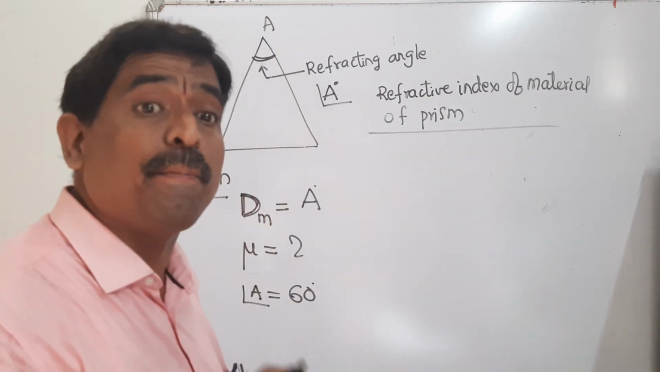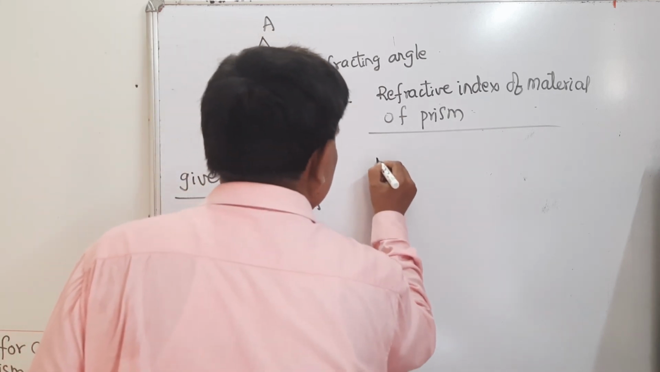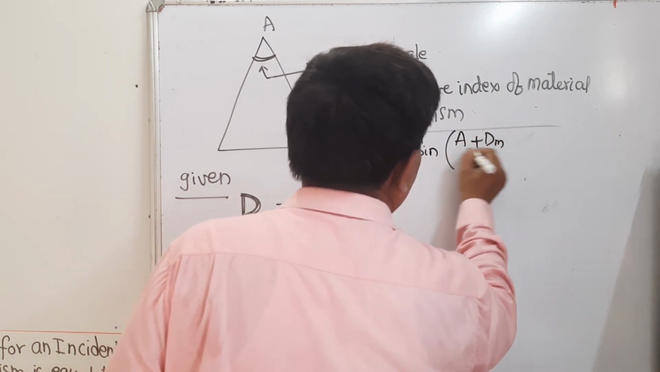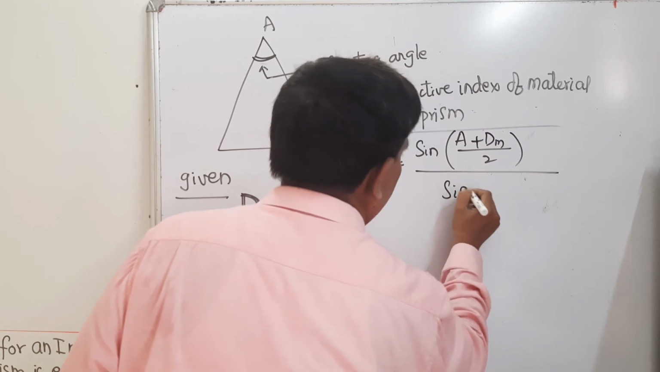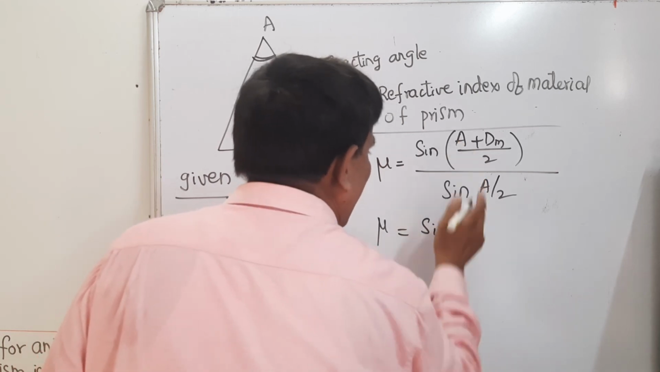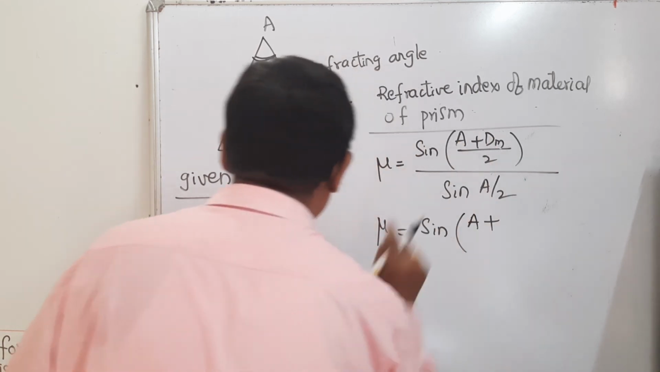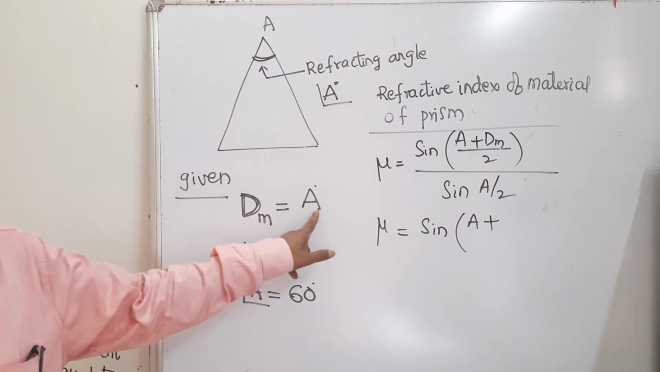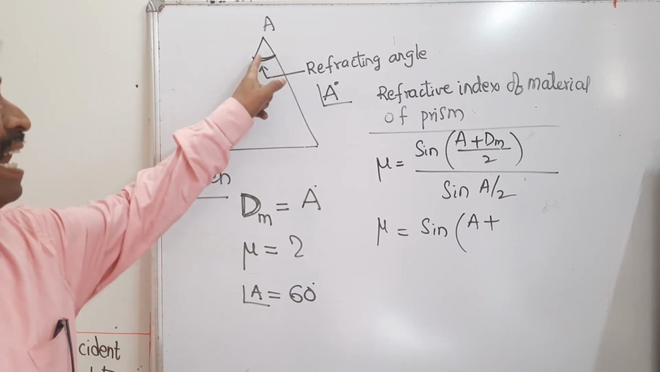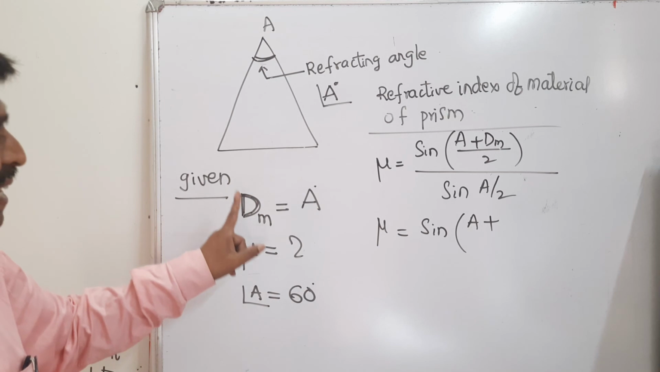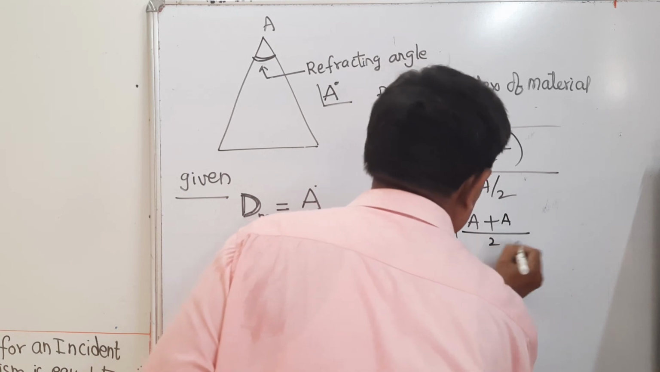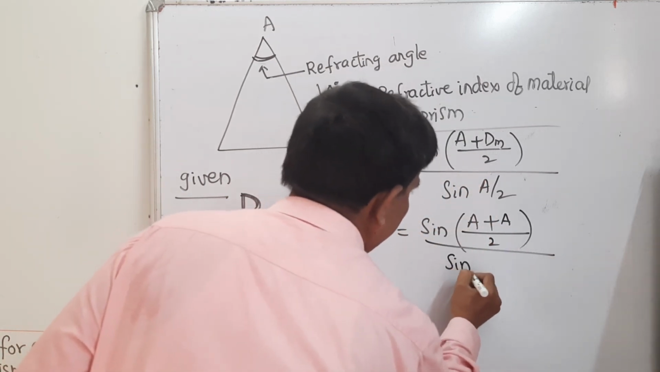We have one prism formula. Mu is equal to sine of (A plus dm) by 2, whole divided by sine A by 2. They have given that the angle of minimum deviation is equal to the refracting angle. Refracting angle means A. In the place of dm, I am writing A.